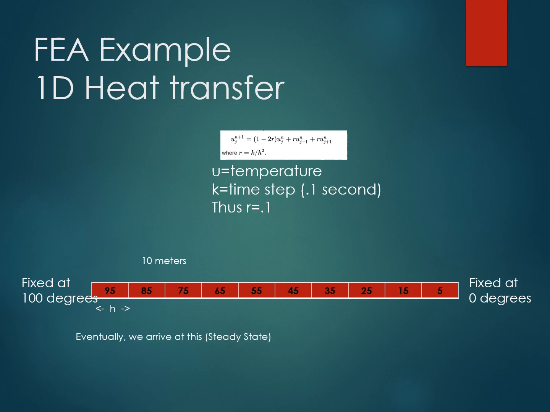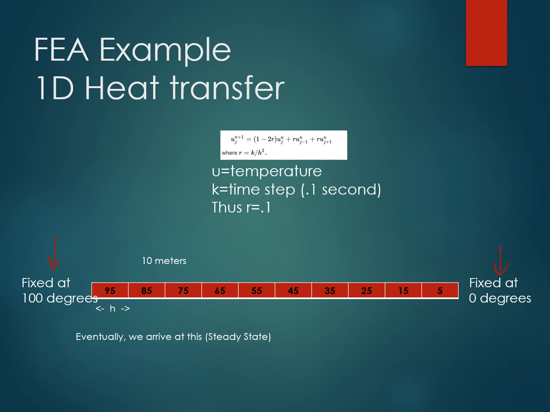Eventually, when we go through enough time steps, we'll arrive at this solution that won't change no matter how many more time steps we go through, because we still have fixed boundaries that aren't going to change in time. We've got no generation within the media. So it'll come to a steady state is what we call it.